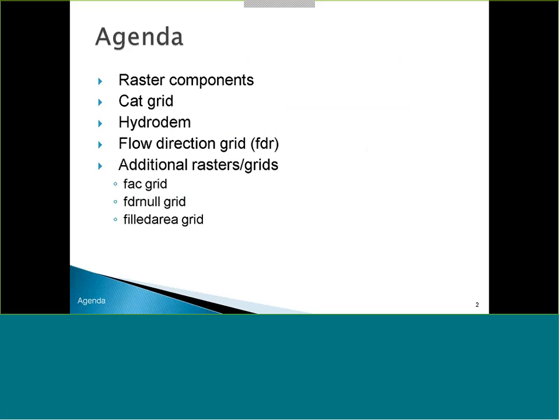Okay, so after a brief introduction into the raster components, we'll discuss which ones are used in developing the catchments. It's the CAT grid, the Hydram, the flow direction grid, and for each we'll cover how the component was used to develop and offer examples of how they can be used as well. We then describe the additional raster components and provide examples of their use: the flow accumulation grid, the FDR null grid, and the filled area grid.